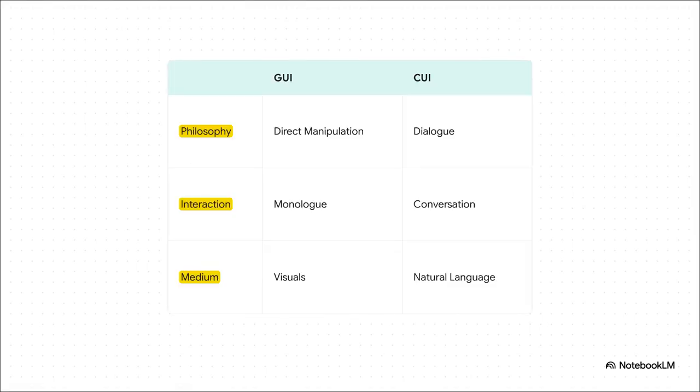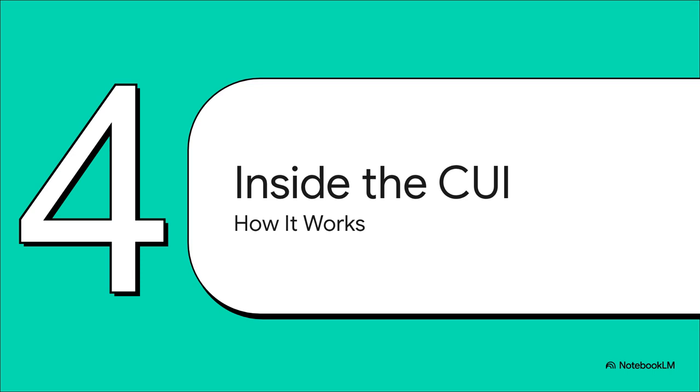Just think about it like this. A classic GUI, a graphical user interface, is basically a monologue. You, the user, click, drag, type, you're doing all the talking, and the system just reacts. But a CUI, a conversational user interface, is a dialogue. It's a real back and forth, a conversation, all using natural language. So if it's this whole new paradigm that's based on dialogue, how does it actually work? What's really going on inside the machine when you're talking to it?